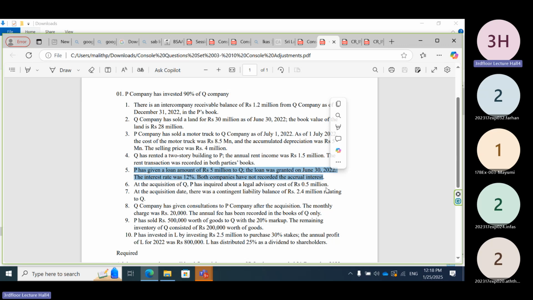The interest rate was 12%. Both companies have not recorded the accrual interest. Both companies have not recorded the accrual interest.